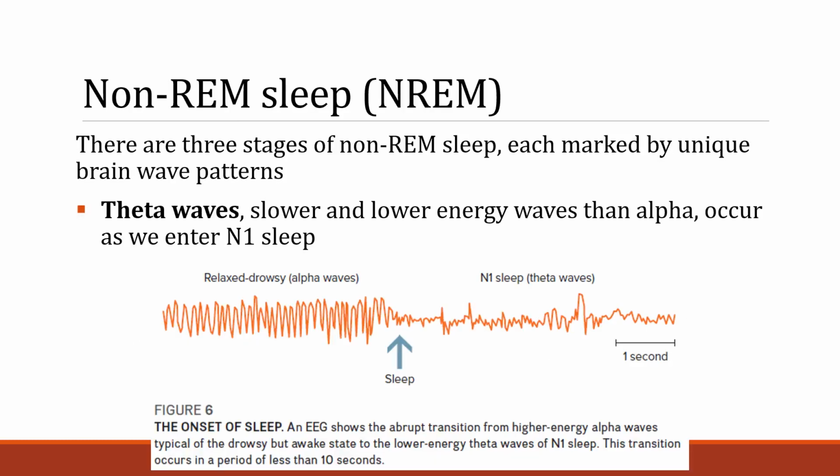We have talked about REM sleep earlier. Now let's talk about the other stages of sleep, and they're called non-REM or NREM, and we are least likely to dream in these stages. Now, in NREM sleep, there are three stages, each marked by a unique pattern in brainwaves. So, in the first stage of sleep, now called N1 sleep, okay, that's the new term for stage 1, we exhibit what we call theta waves, which are slower and lower energy in comparison to alpha waves.